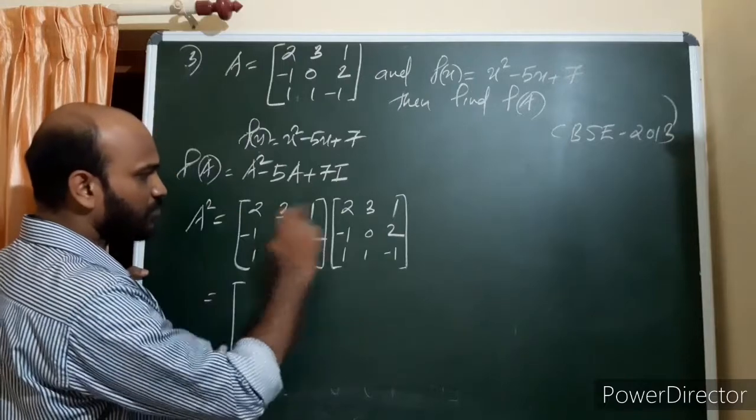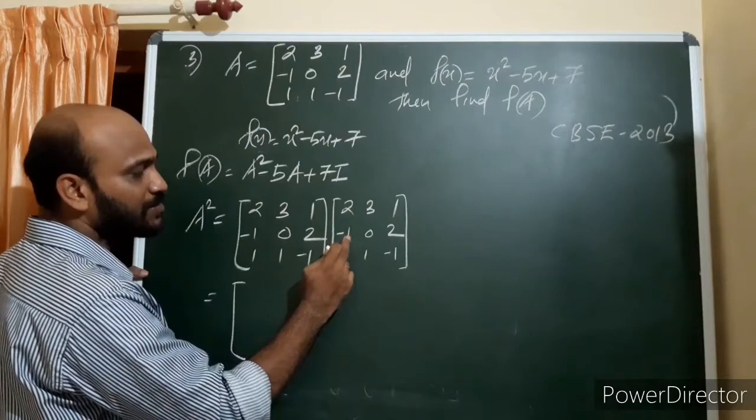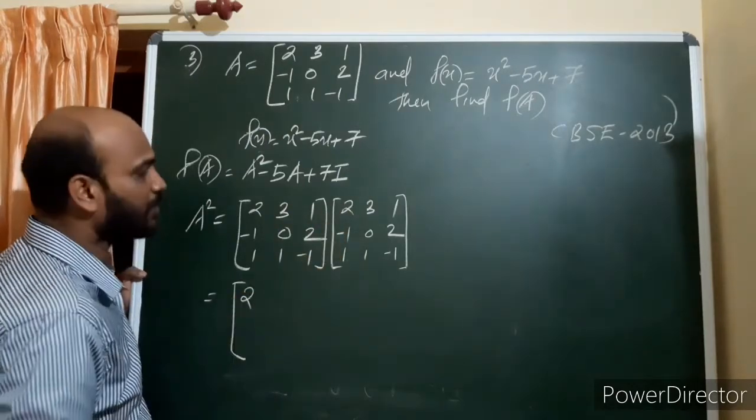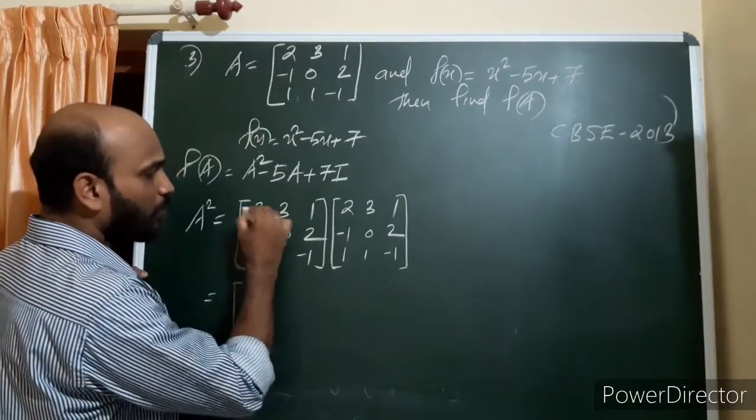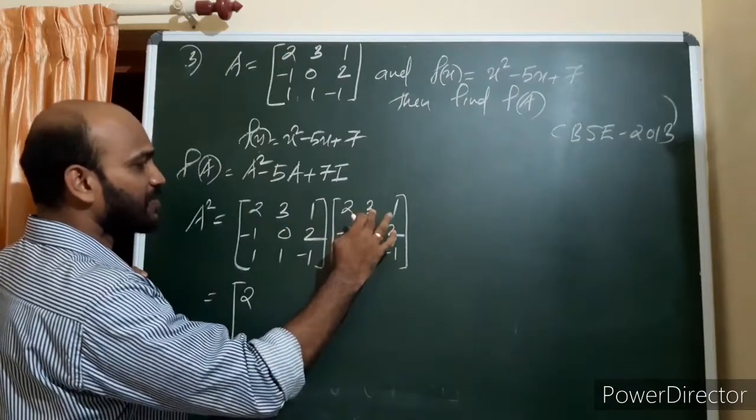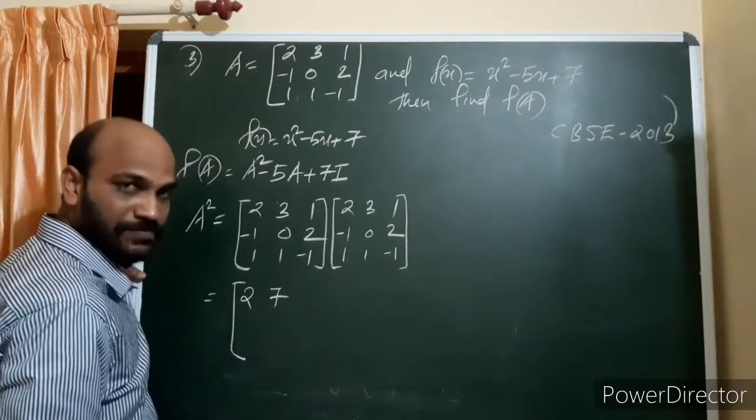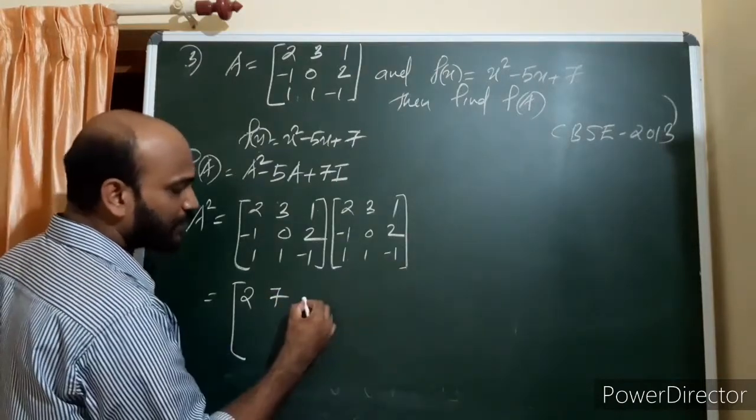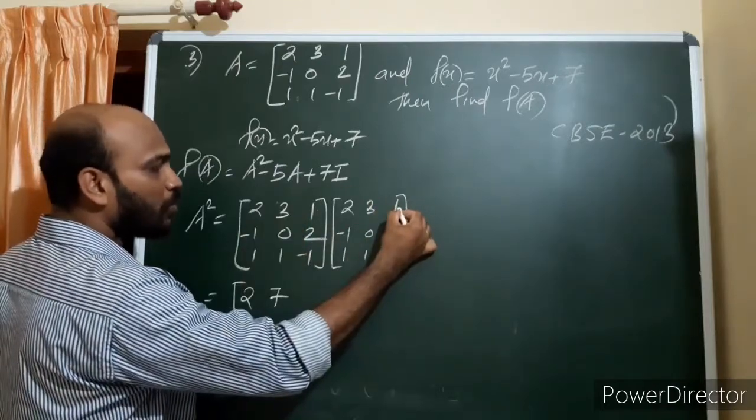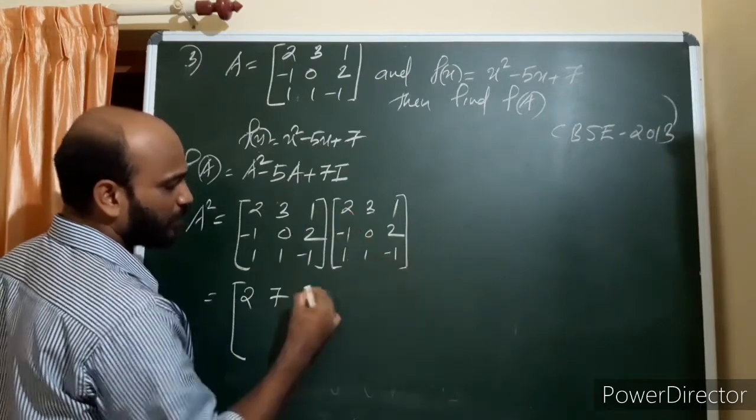So A11, first row, first column: 2 into 2, 4. 4 minus 3, that is 1. 1 plus 1, 2 we will get. Now A12, first row, second column. Multiply corresponding elements. 2 into 3, 6. 6 plus 0, 6. Plus 1, that is 7. Now A13, first row and third column. 2 into 1, 2. 2 plus 6, that is 8. 8 minus 1, we will get 7.